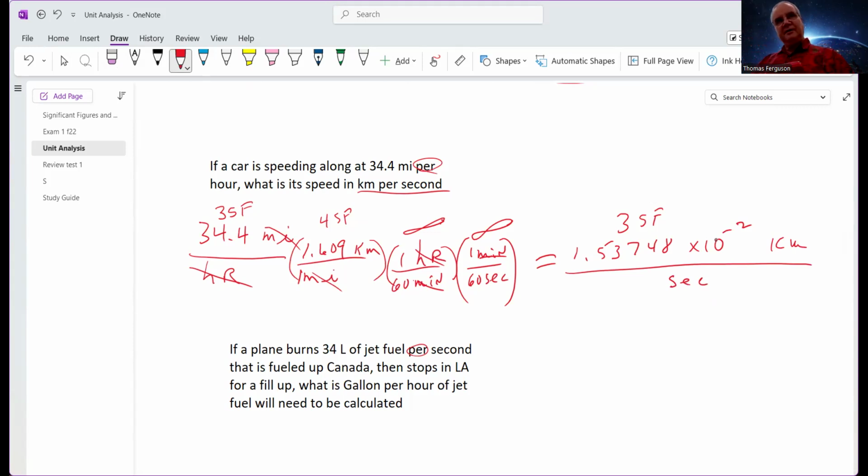Okay, so that's what my calculator gives me. It gives me more, and I'm just going to write those down. Okay, so we go to the fourth place. It's a 7. That kicks the 3 up to a 4. So it's 1.54 times 10 to the minus 2 kilometers per second.